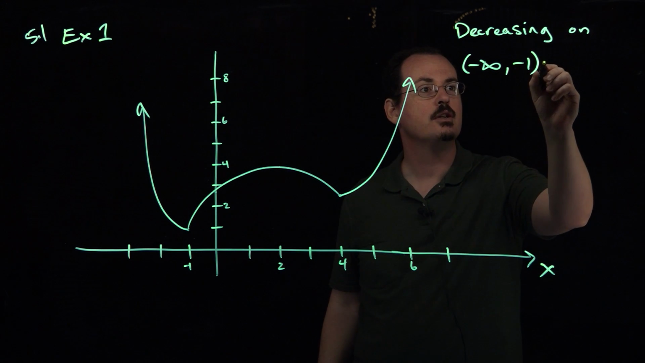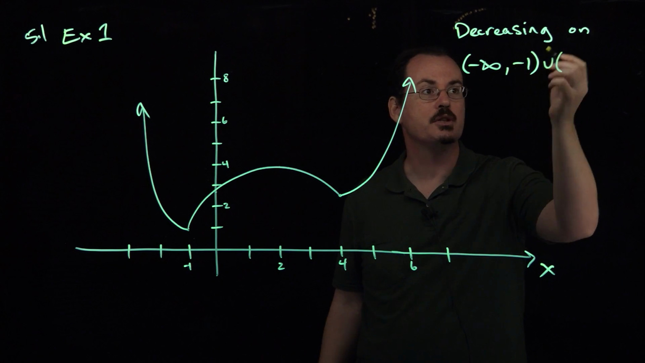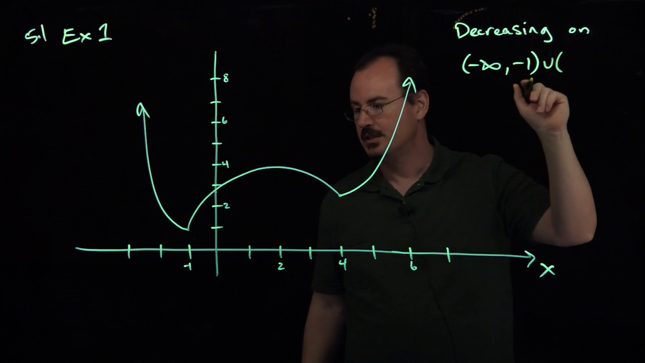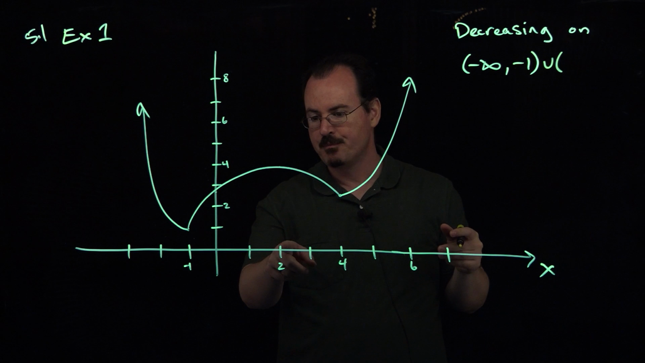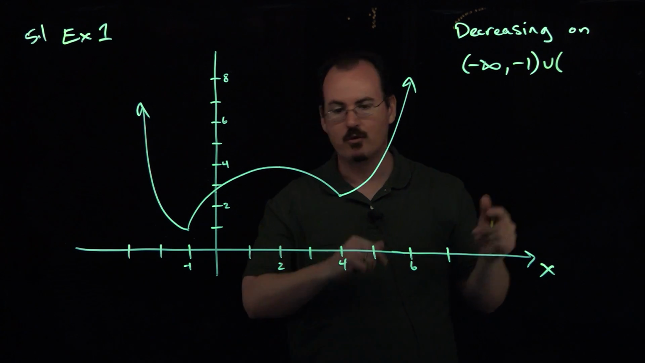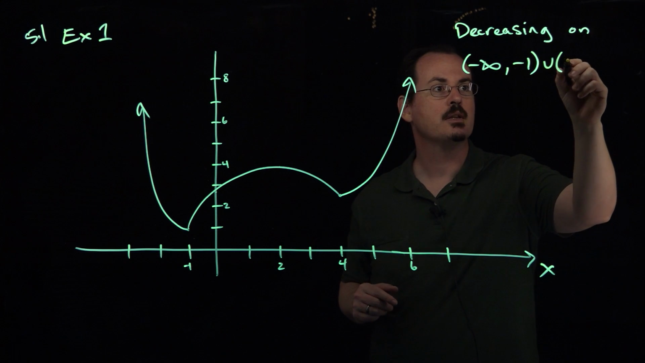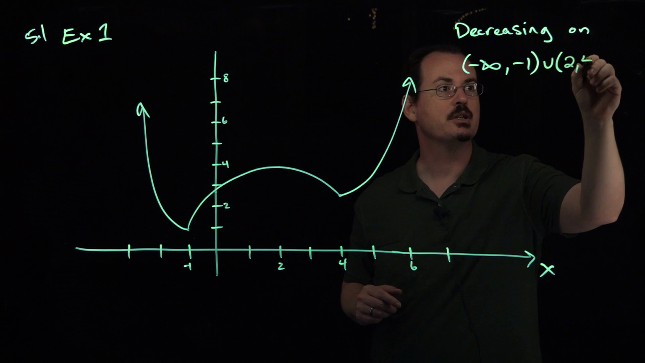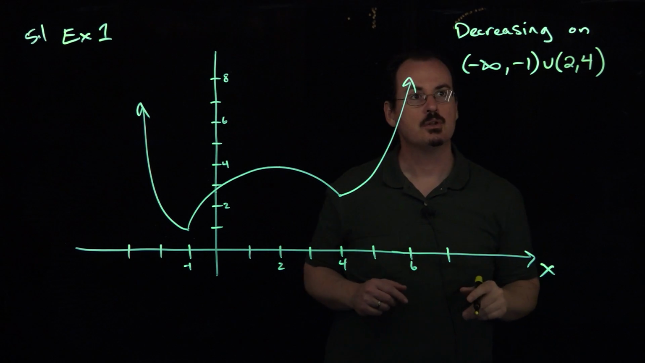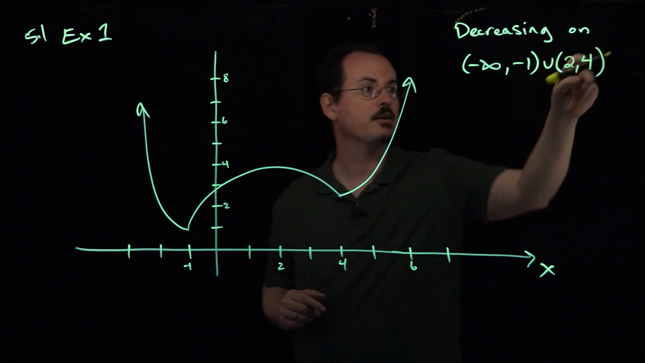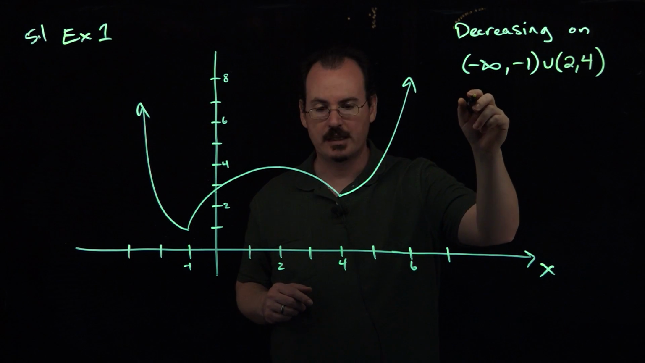So if there are 2 intervals or more where it's increasing or decreasing, we use a little union symbol to say that we're talking about 2 parts of a bigger set. So from 2 up to 4, and there's a little bit of debate about whether we should include the endpoints or not. I think this book says that we don't include the endpoints, so we use the rounded brackets. So it's decreasing on that interval.